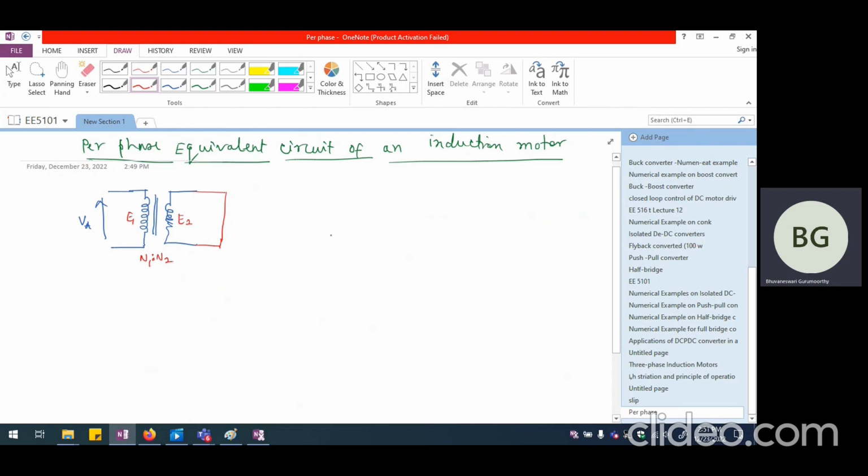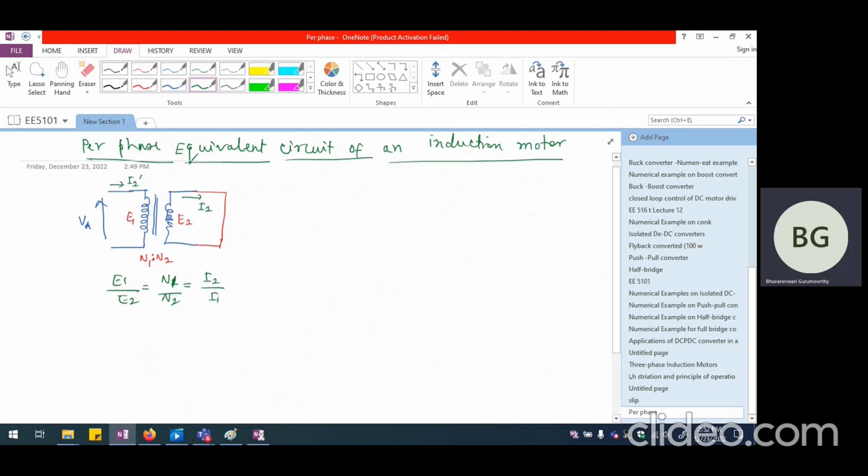So it is as good as a transformer. On the primary side, that is the stator side, you are applying a voltage VA. And on the secondary side or rotor side, there is an induced EMF. And the rotor is short circuited, because of which there is a current flowing. So if I may call this current as I2, I have to call this current as I2 dash when I translate it onto the other side. We all know E1 divided by E2 equals N1 divided by N2, which should be equal to the other way around, that is I2 divided by I1. This is the way we are going to have the current and voltage relationship.